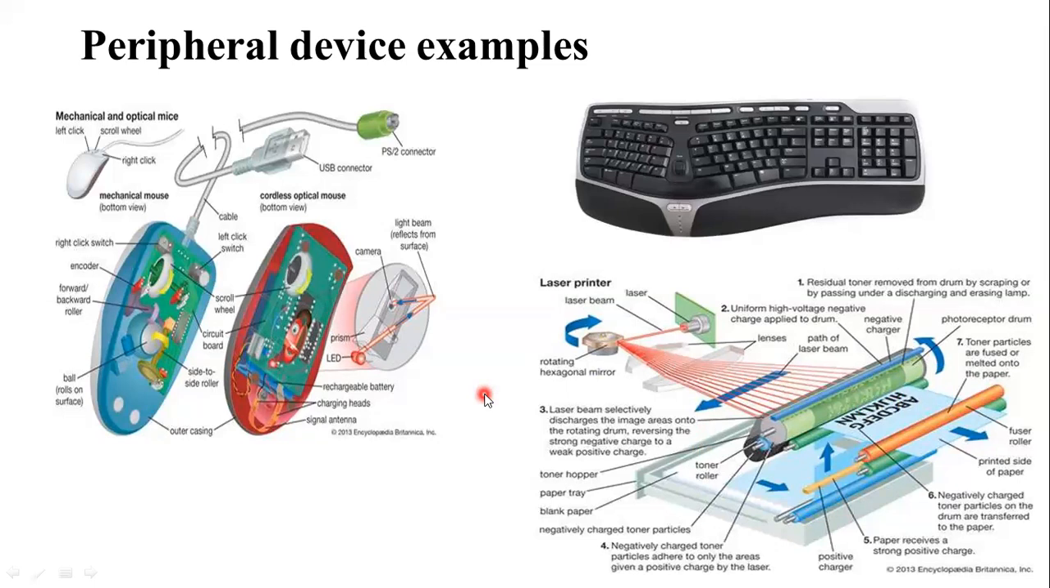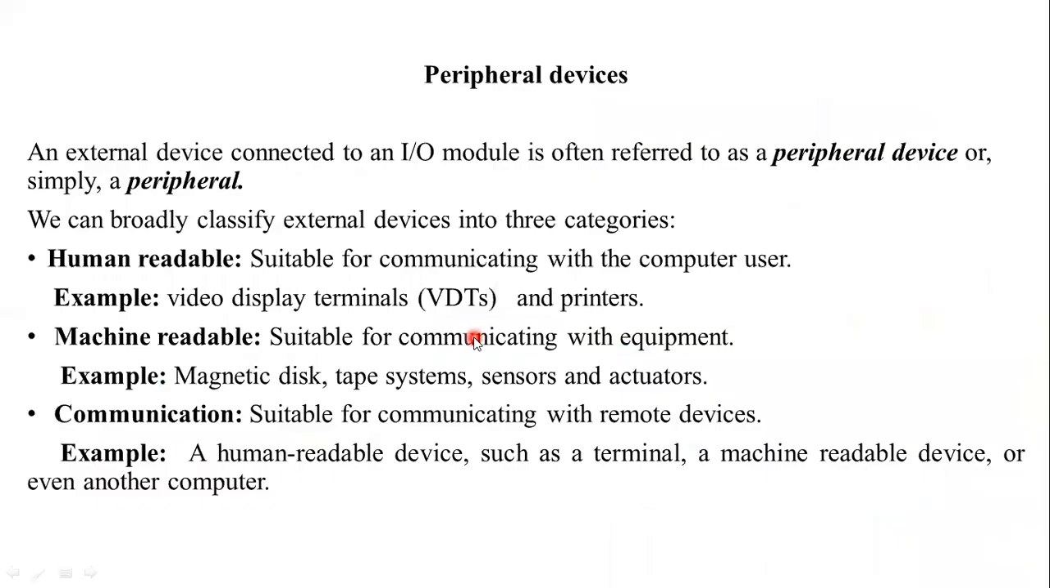In this way you can understand how a peripheral, an input device or an output device, works. You have seen the input device, the multimedia keyboard, and the output device, the laser printer. As far as this information is concerned, you will see how peripheral devices work and how many types of peripheral devices there are. There are two or three types: human readable, machine readable, and communication, or the devices which help in communication.